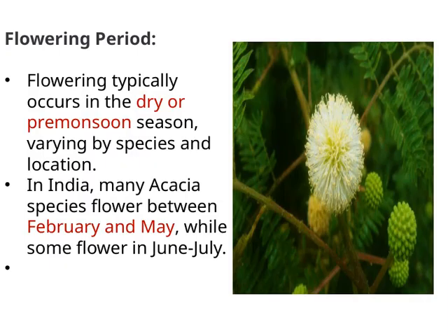Let's talk about the flowering period of these species. Typically, flowering happens during the dry season or just before the monsoon arrives. This timing can vary depending on the specific species and where they are located. In India, you'll notice that many acacia species tend to flower between February and May. However, some species bloom a bit later, around June and July.